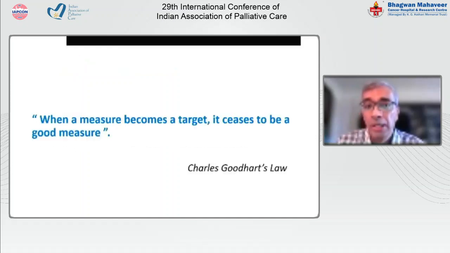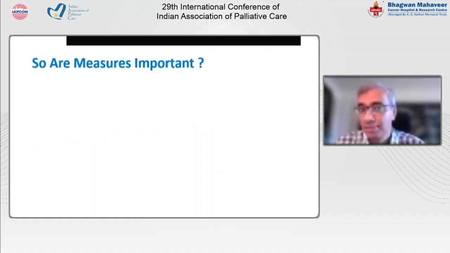And Charles Goodhart's law really contradicted this whole view so beautifully. He said, when a measure becomes a target, it ceases to be a good measure. And I cannot agree with this more when it comes to private healthcare and private hospitals' issues on healthcare, more patients, more bed occupancy. It cannot become a good measure of health. But next question would be, are measures important at all?